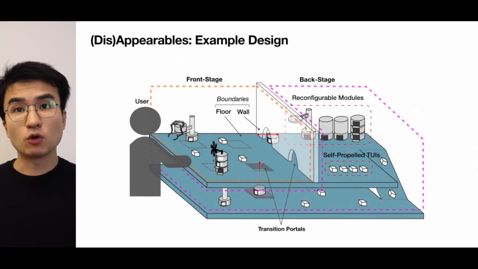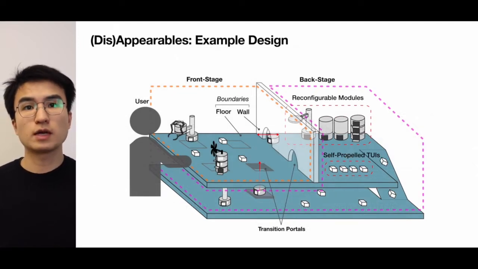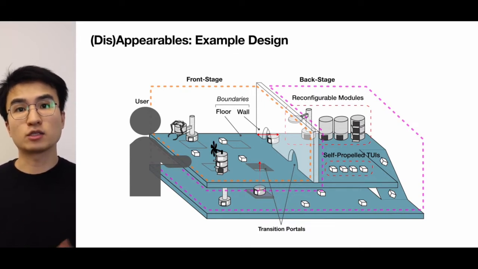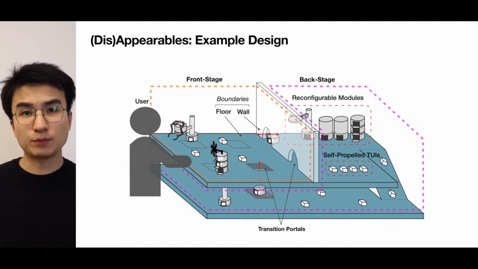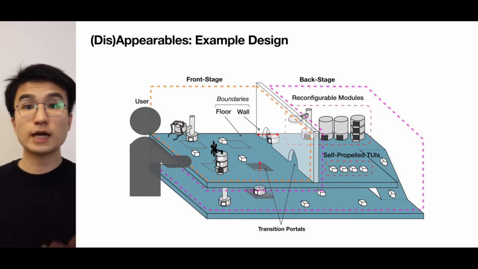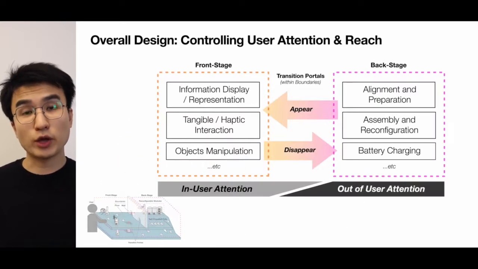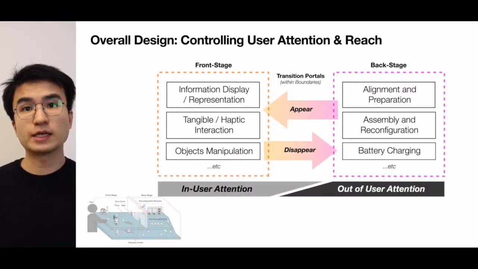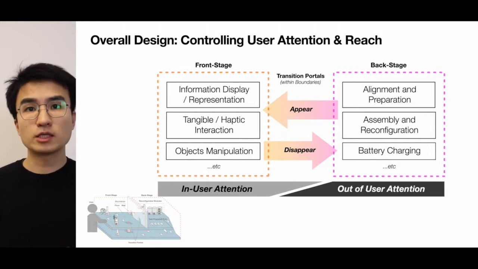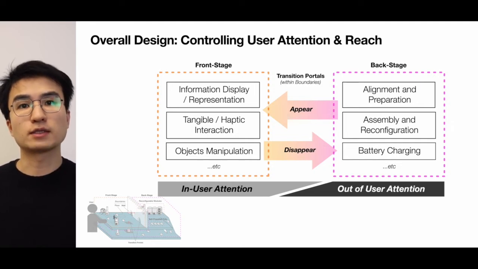So this is an example of the overall design of Appearables. By extending the stage of Hermits to have a front stage and a back stage, now the actuated TUIs can transit between the front and back stages so that they appear and disappear from the user's perspective. As shown in this diagram, with the duality of front and back stages, it opens up a whole new interaction design opportunity for the physical hardware system. Let's break this down into several components.